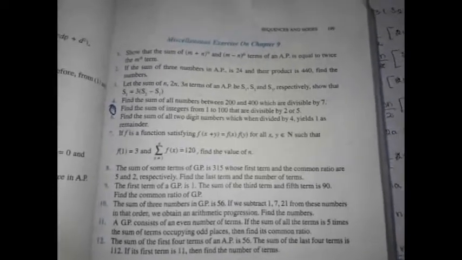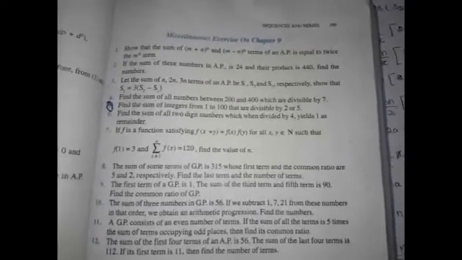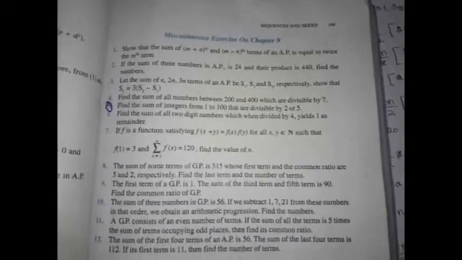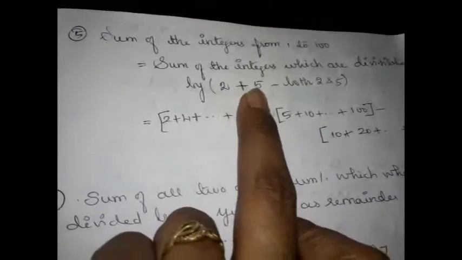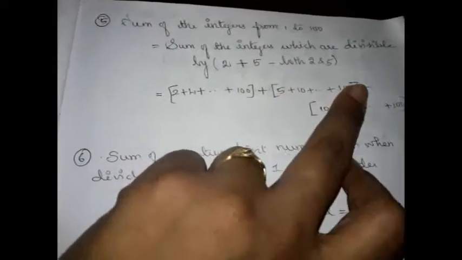So how will you find your union? A union B is n of A plus n of B minus n of A intersection B. The same thing, only we are going to use it here. So what are we going to do now? We are going to find the sum of integers which are divisible by 2 plus the sum of integers divisible by 5, and we are going to subtract the sum of integers which are divisible by both 2 and 5.